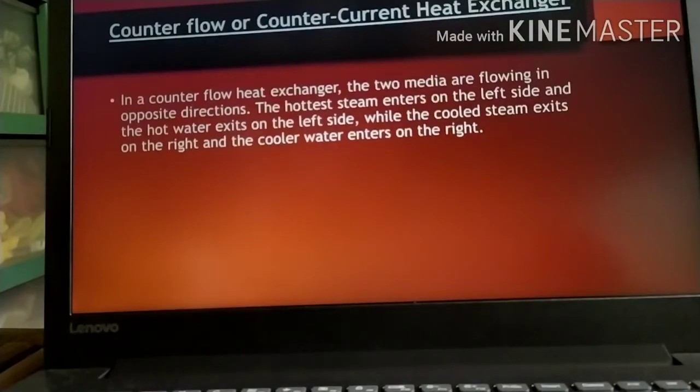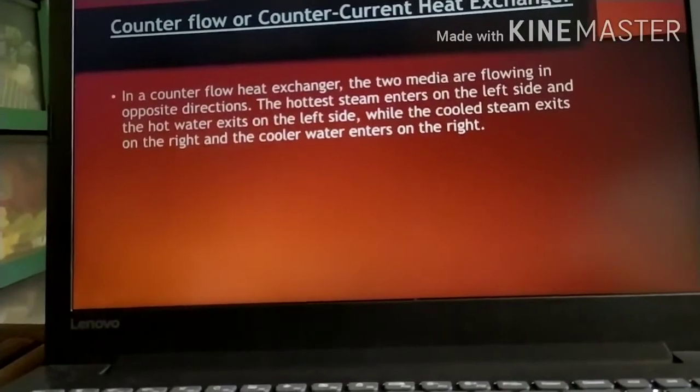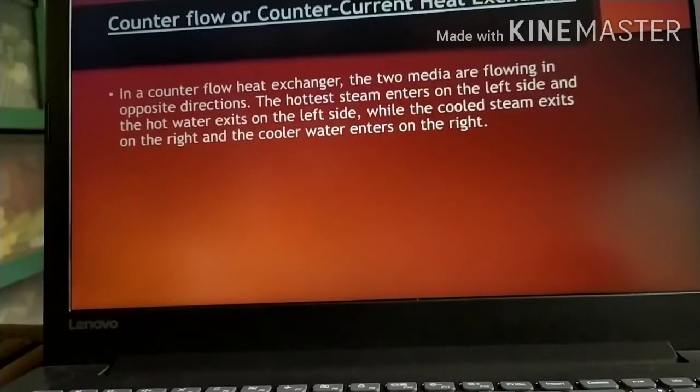So the hottest steam enters on the left side and the hot water exits on the left side, while the cold steam exits on the right and the cooler water enters to the right. So that's how the counterflow or countercurrent heat exchanger works.